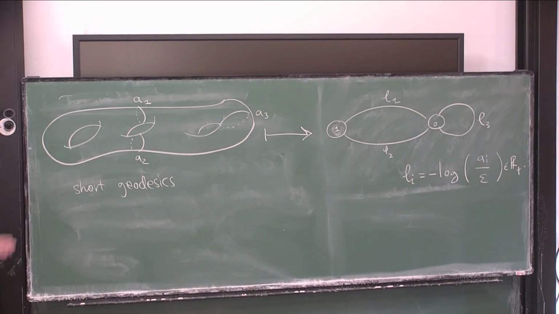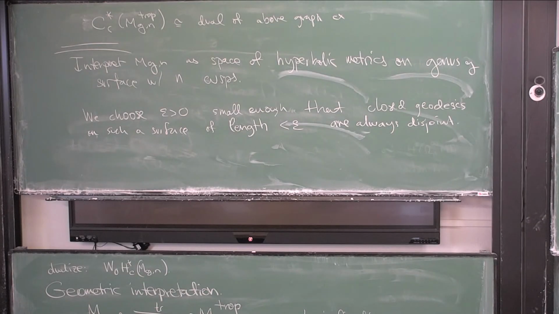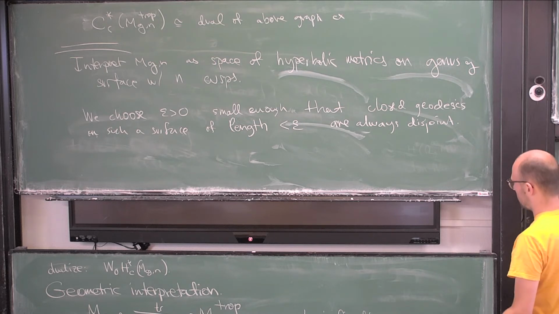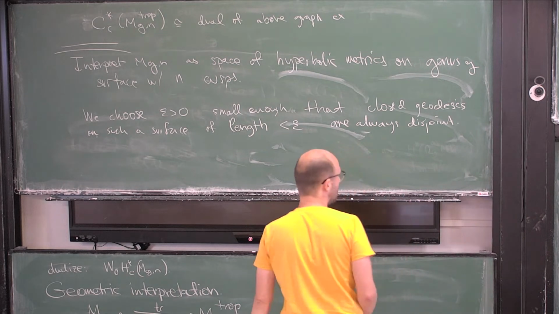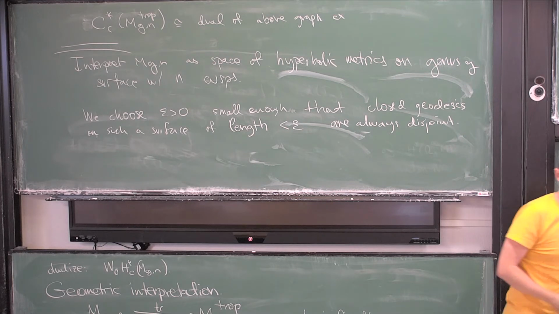And if I had no short geodesics at all, here a single vertex, no limits. And then the point is that cohomology of the graph complex is cohomology of the complex supported by this. Sorry, I'm getting ahead of myself.